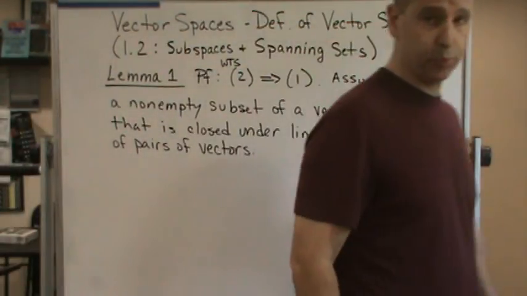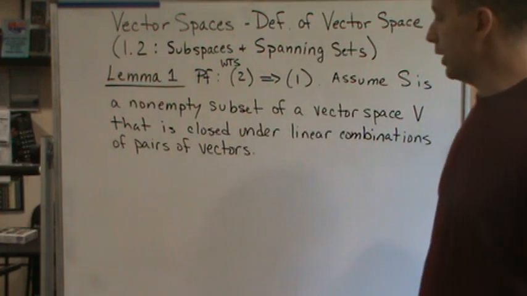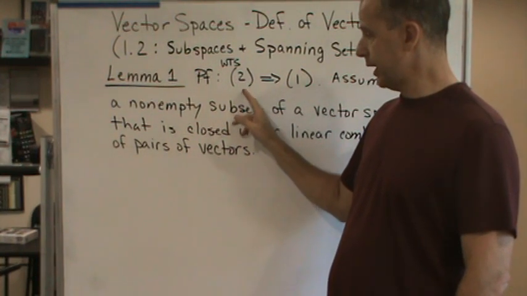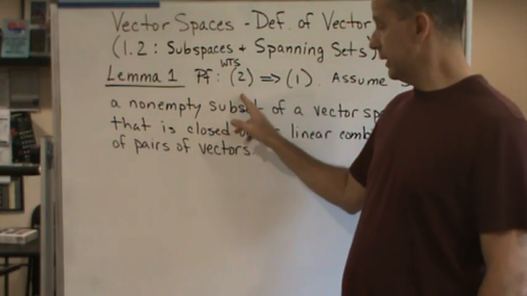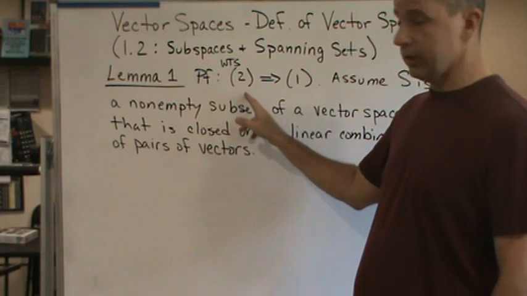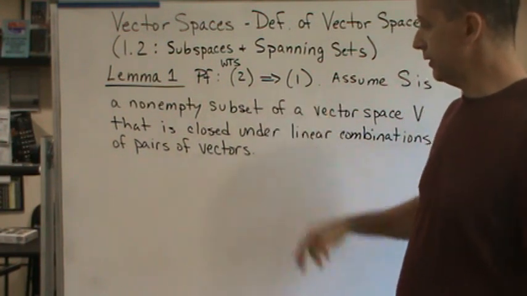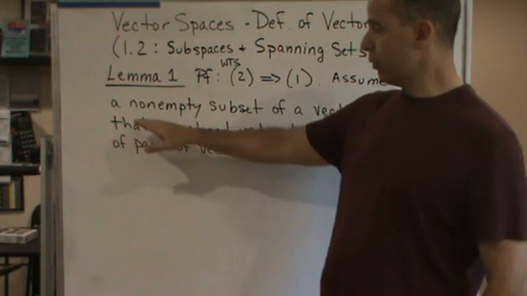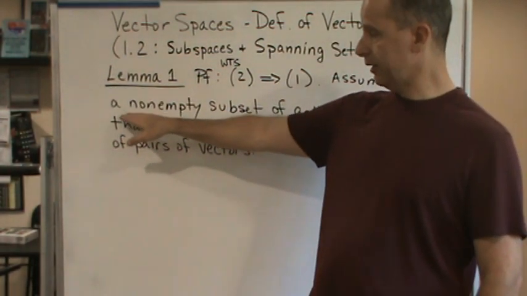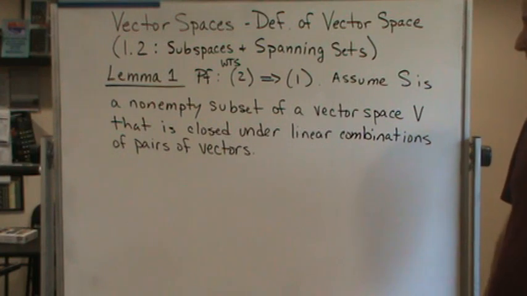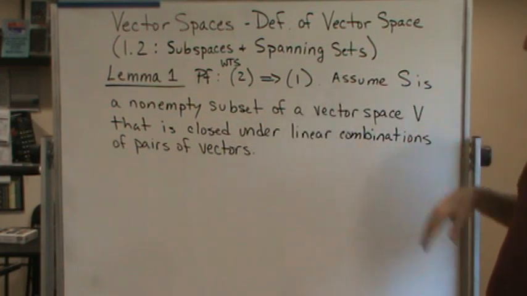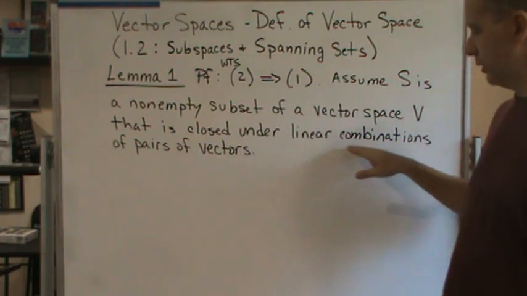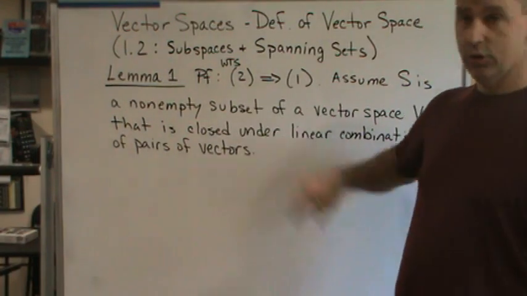Okay, now to start the proof, this is what we want to show. We're going to show that 2 implies 1. So if S is closed under linear combinations of pairs of vectors, then S is a subspace of the vector space V. We start with the hypothesis: assume S is a non-empty subset of a vector space V that is closed under linear combinations of pairs of vectors. That's part 2, right?